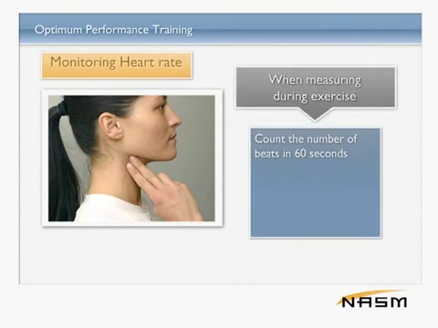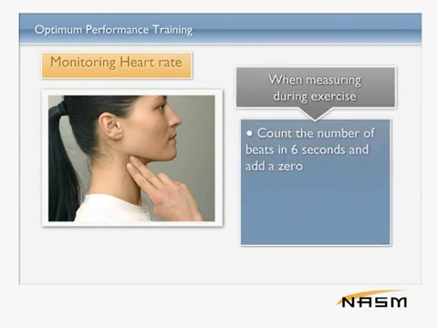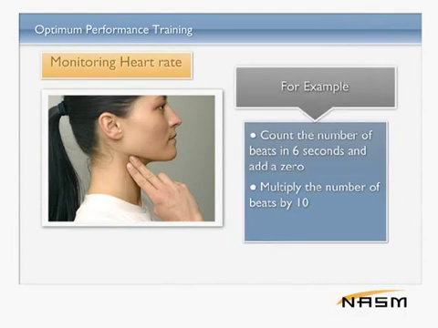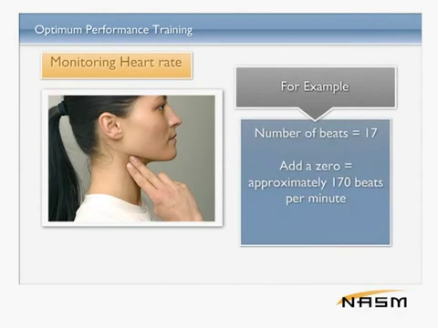When measuring the pulse during exercise, count the number of beats in 6 seconds and add a 0 to that number. Adding the 0 will provide an estimate on the number of beats in 60 seconds. Or one can simply multiply the number by 10, and that will provide the health and fitness professional with the same number. For example, if the number of beats in 6 seconds equals 17, add a 0, which gives an approximate heart rate of 170 beats per minute.